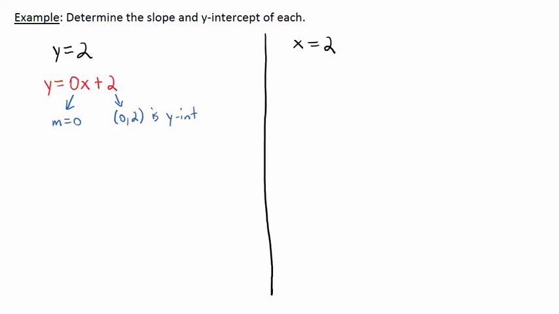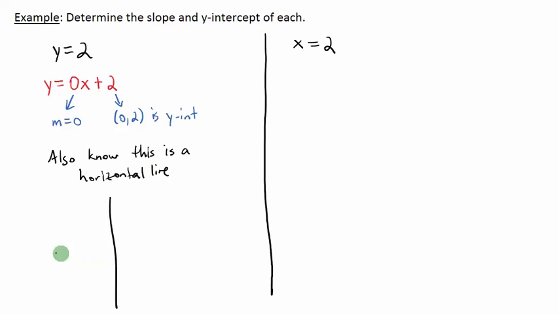Now, we also know this is a horizontal line that crosses the y-axis at 2. So if I were to graph the line, it would look like this. Let's say this is 2 on the y-axis. It would look like this. And we know the slope of a horizontal line is 0 because the rise is 0. And we can also see that the y-intercept is (0, 2), which is what we said above. Okay, let's look at this other example.